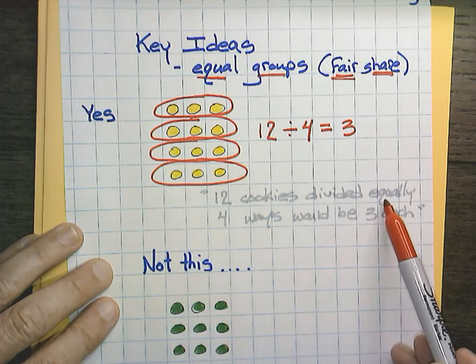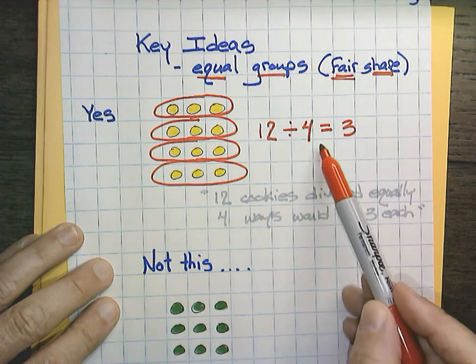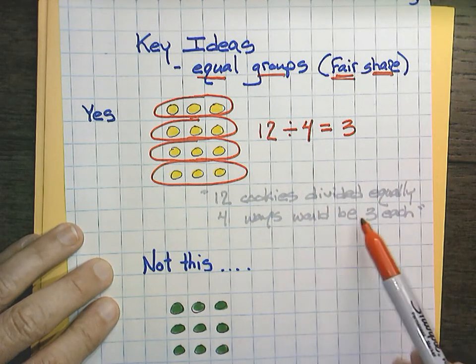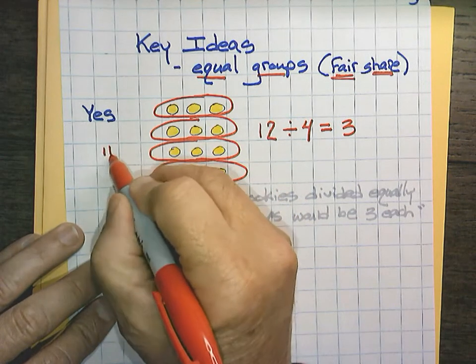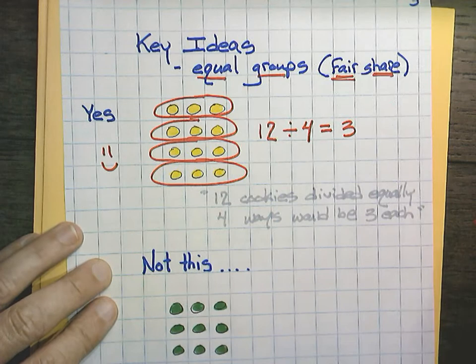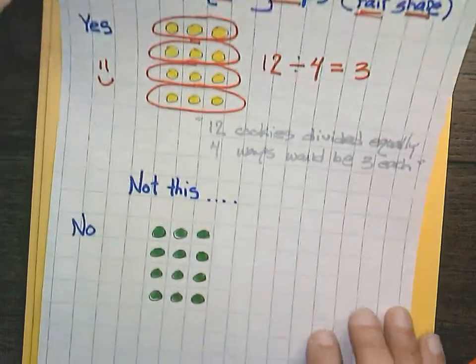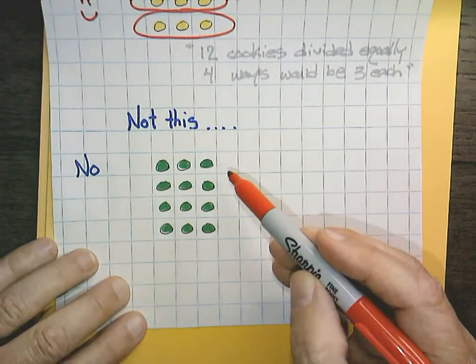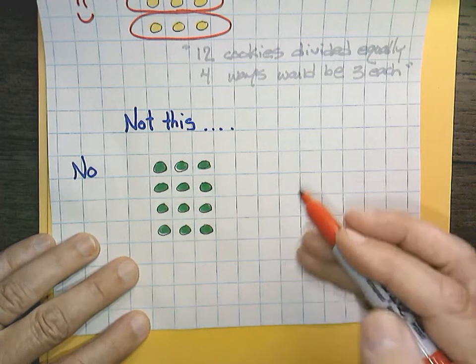Divided equally, because that's what division is, a fair share. Four ways, which is our 4 right there, would be 3 cookies each. So this would be a proper way to model division because it involves equal groups. Now remember, you don't want to get confused and say, well, I have 12 green cookies. Ugh, that looks pretty awful, doesn't it?